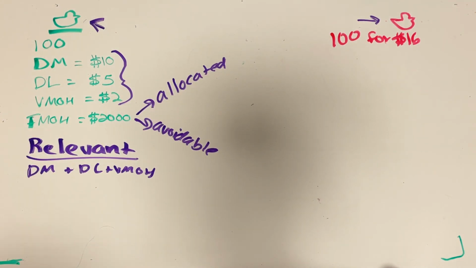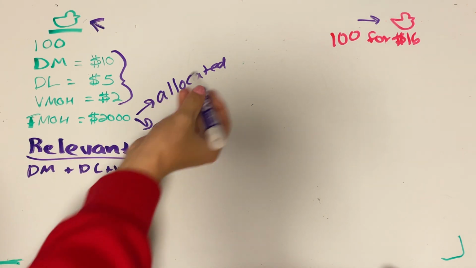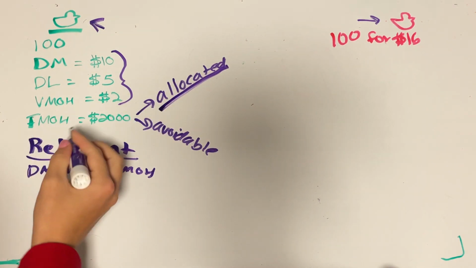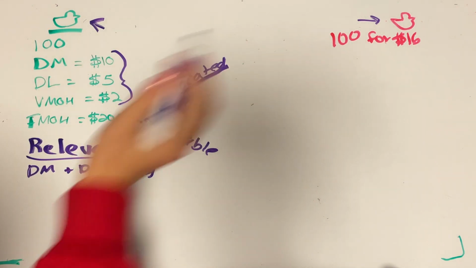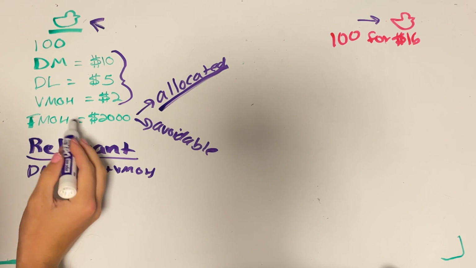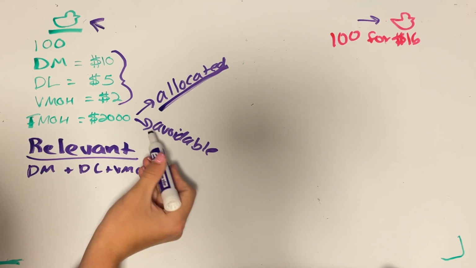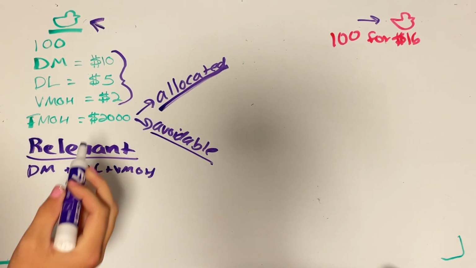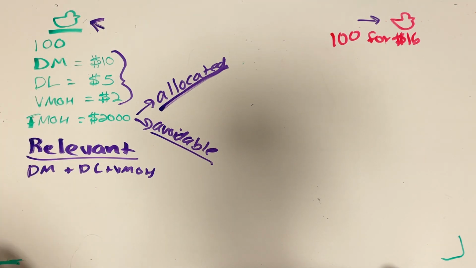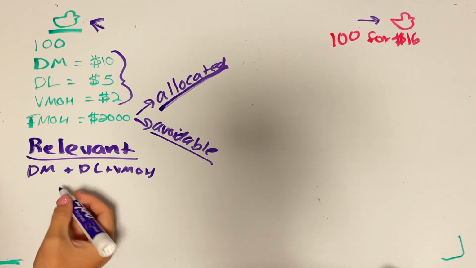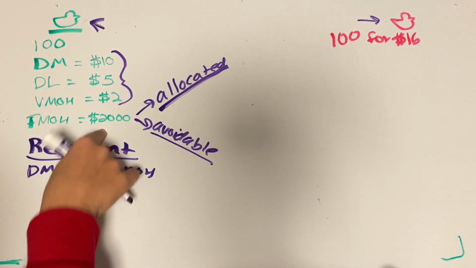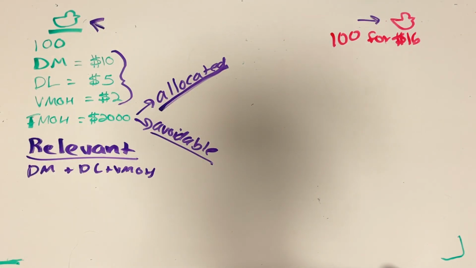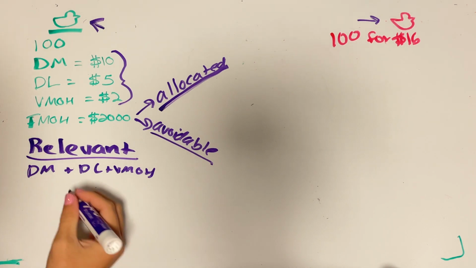So this cost isn't really relevant because no matter which decision we make, if the manufacturing overhead's allocated, we're going to have to pay it. Doesn't matter if we make or buy the ducks. But if they're telling you that this fixed manufacturing overhead is avoidable, maybe it only goes towards making these ducks anyway, then it becomes relevant because if we make the ducks in-house, we have to pay it, whereas if we outsource the job, we don't.